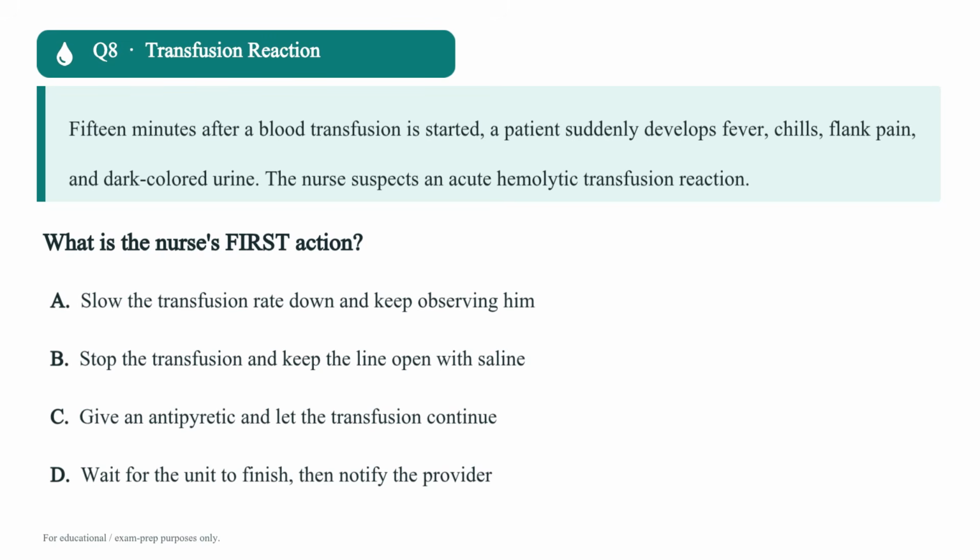A. Slow the transfusion rate down and keep observing him. B. Stop the transfusion and keep the line open with saline. C. Give an antipyretic and let the transfusion continue. D. Wait for the unit to finish, then notify the provider. Pause and choose.